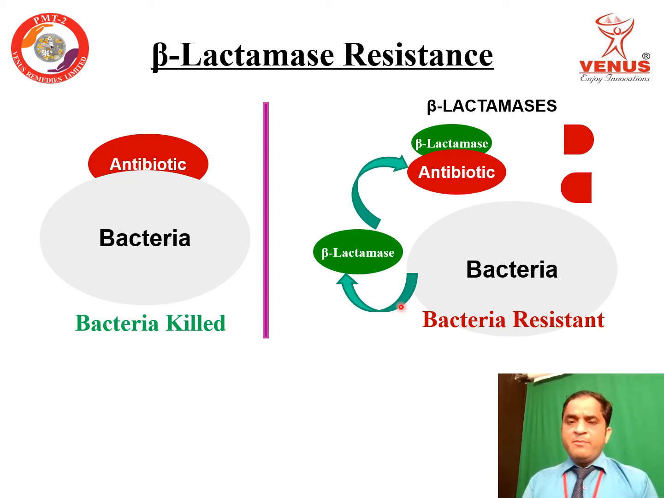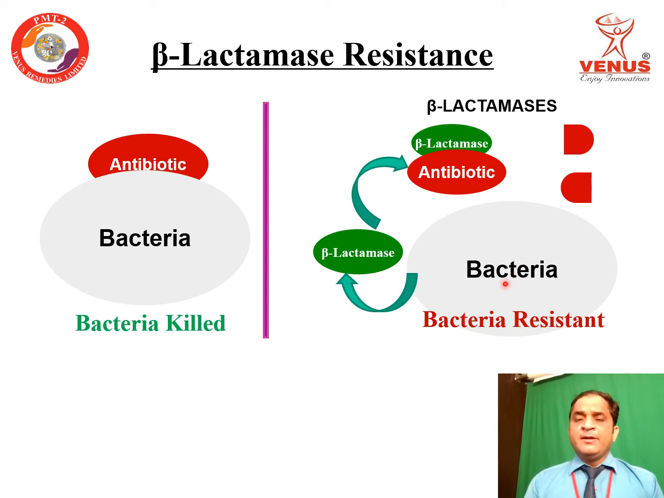But in this second image, the bacteria, to produce resistance, start producing the beta lactamase enzyme. Now we will focus on the role of the beta lactamase enzyme on the antibiotic. Here you can see that before this antibiotic attacks this bacteria, this beta lactamase enzyme attacks this antibiotic and destroys it.